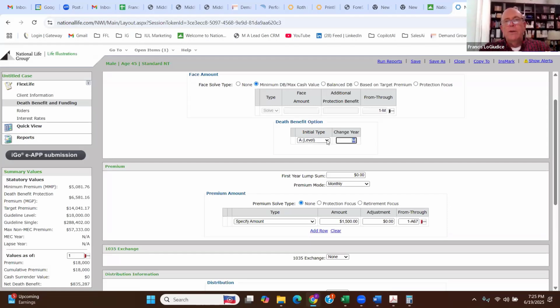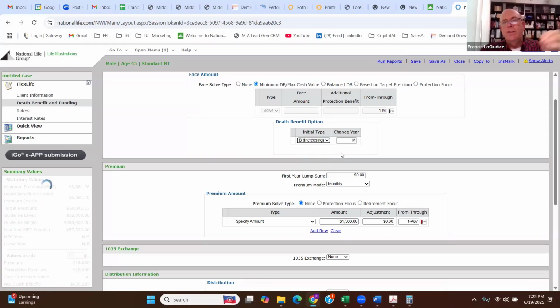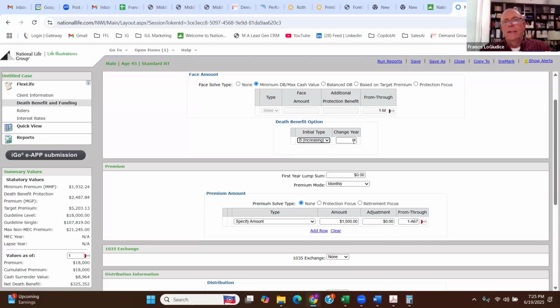If you're going to do increasing, you don't want that increasing to continue forever. Otherwise, I can show you when we do a distribution how it's going to eat away at the amount that the person's going to be able to pull out of the policy, because it's still increasing. It's still costing money for that more and more life insurance. So we want to stop it. We want to level it.